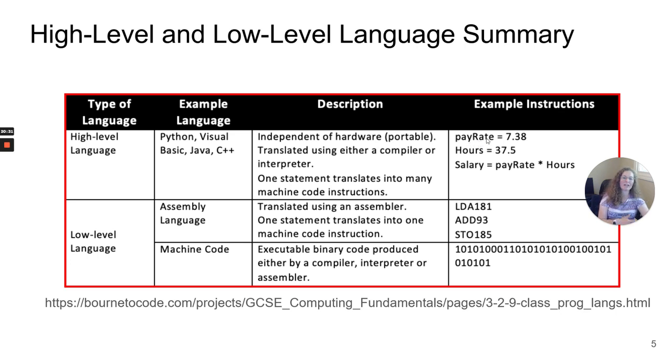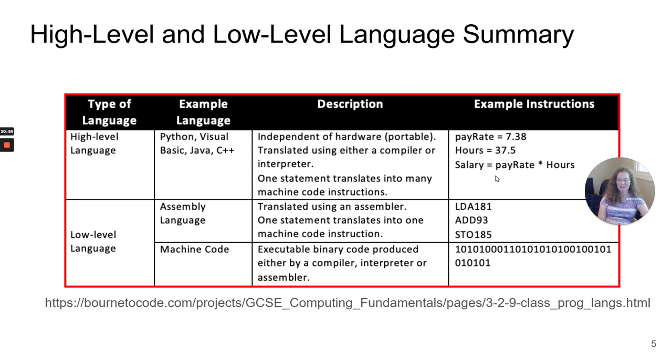Something like, pay rate equals 7.38. Hours equals 37.5. Salary equals pay rate times hours. It almost looks like an algebra kind of statement, right? So these are much easier to read and write, and easier to check for errors. That's a summary of high-level languages.